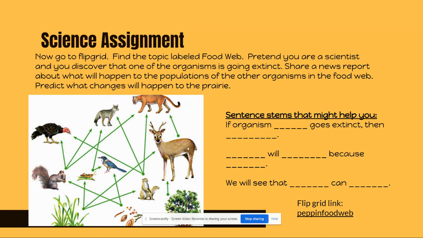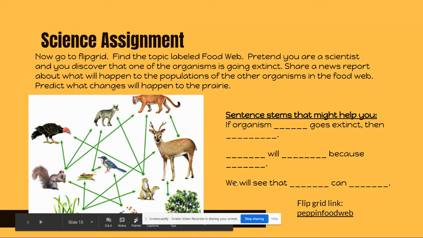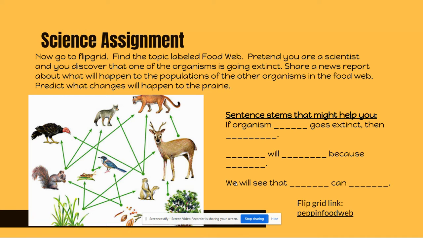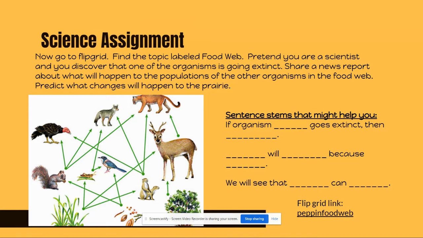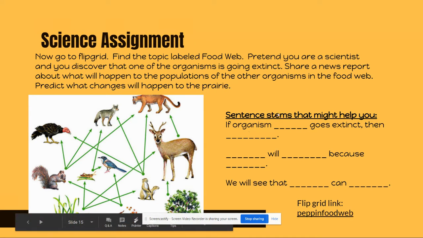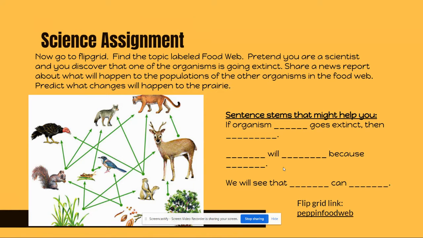You are going to be given a picture of a food web, or you can come up with your own food web. And what you have to do is pretend you are a scientist. You discover that one of the organisms is going extinct. In other words, it's out of the ecosystem. What is going to happen to the other organisms? Here are some sentence stems to get you started. But apart from that, the rest is all up to you.